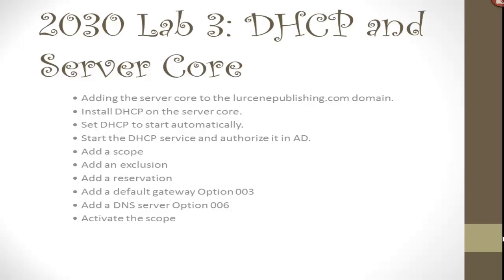First, we'll be adding the server core to the lucernpublishing.com domain. Then we'll be installing the DHCP on the server core. Next, we will set DHCP to start automatically. Next, we will start the DHCP service and authorize it in the AD. Then we will add a scope. Then we will add an exclusion. Then we will add a reservation. Then we will add a default gateway, option 003. Then we will add a DNS server, option 006. And then we will activate the scope. So let's begin.